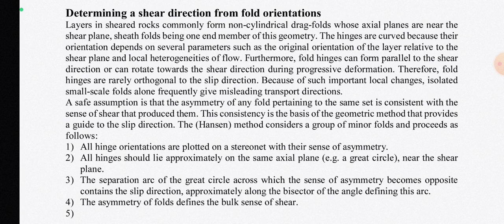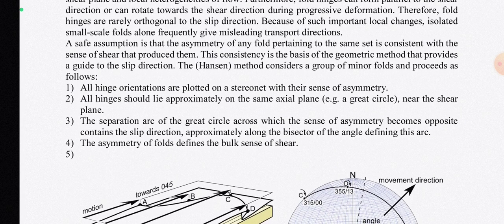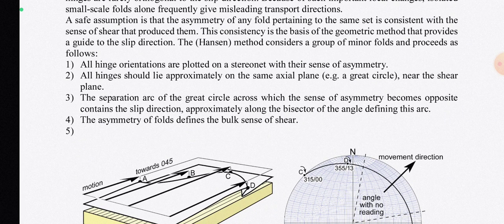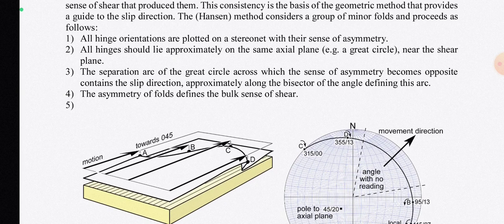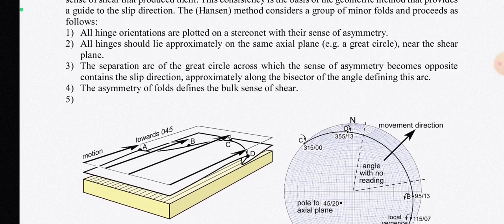Therefore, fold hinges are rarely orthogonal to the slip direction. Because of such important local changes, isolated small scale folds alone frequently give misleading transport directions. A safe assumption is that the asymmetry of any fold pertaining to the same set is consistent with the sense of shear that produced them. This consistency is the basis of the geometric method that provides a guide to the slip direction.